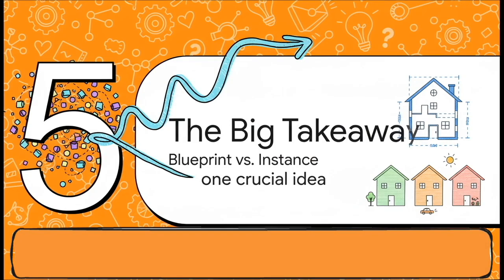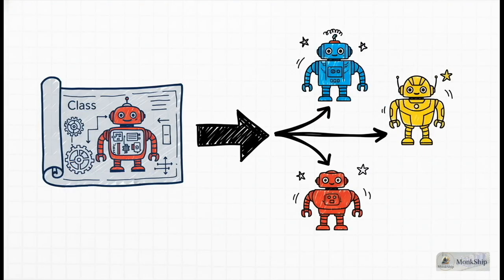All right, we've covered a lot of ground. So when you boil it all down, what's the one thing you absolutely need to remember from all this? It's this simple idea right here. A class is the blueprint, it's the template, the plan. An object is the actual thing you build from that blueprint. It's the instance. Getting this difference is everything. It's what lets programmers build massive, complex applications in a way that's organized, reusable, and easy to manage.